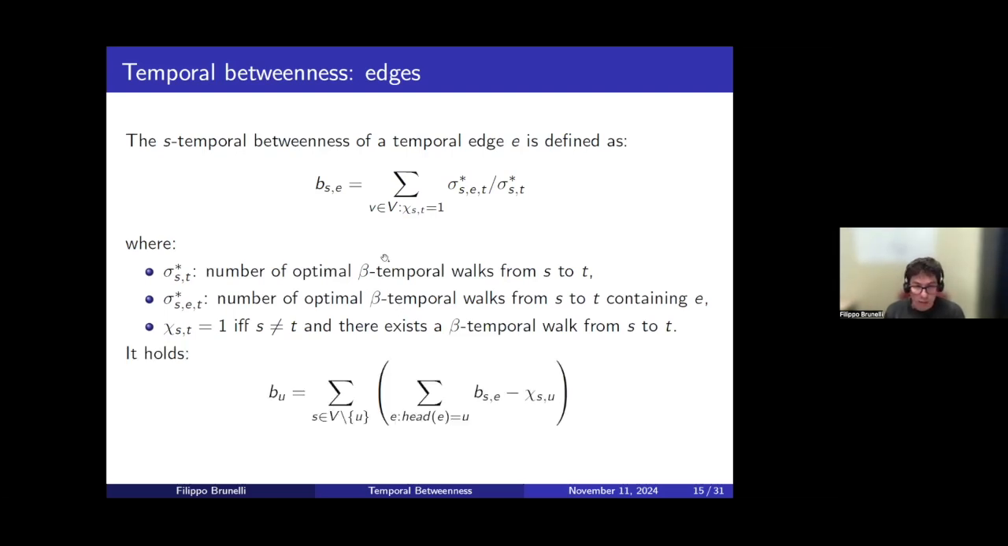It's quite easy to go back from the temporal betweenness of the edges to the temporal betweenness of the vertices, as it's explained here in this formula. So basically, if we manage to compute the temporal betweenness of the edges, we are fine to go, and we solve the problem for the vertices.